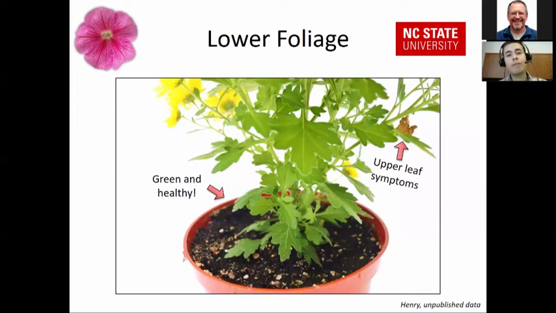And just looking at the base of this plant, you can see that for the most part, it was green and healthy. And you can see I have just a little arrow pointing. There's a little bit of necrosis that's occurring a little higher up on the stem. So again, really unusual symptom that you wouldn't associate with phosphorus deficiency.